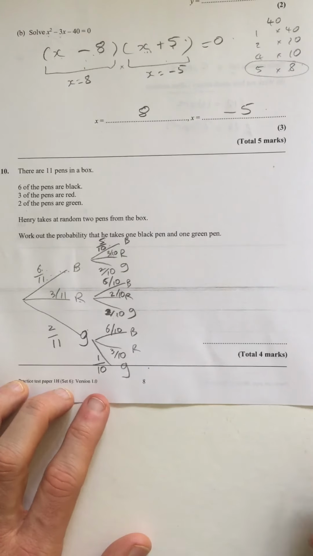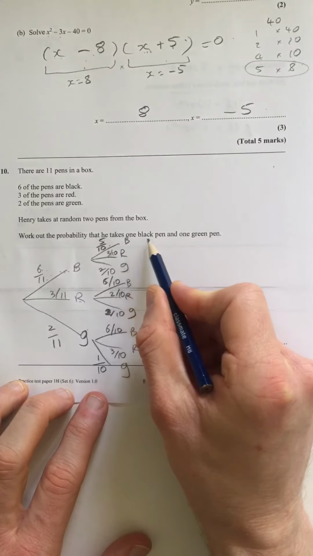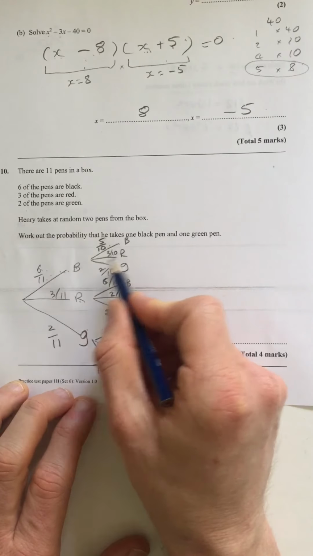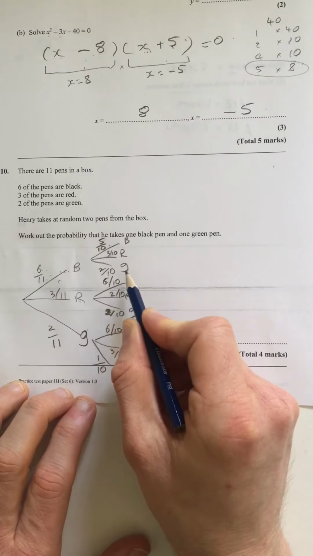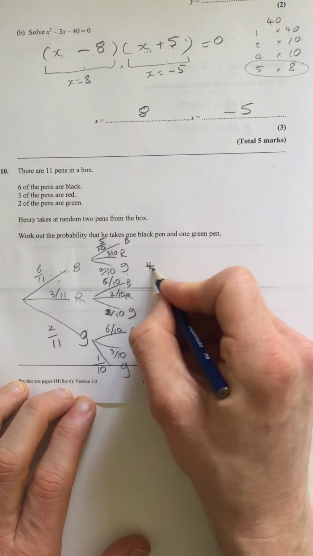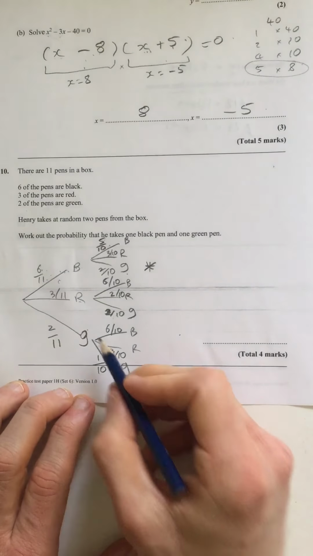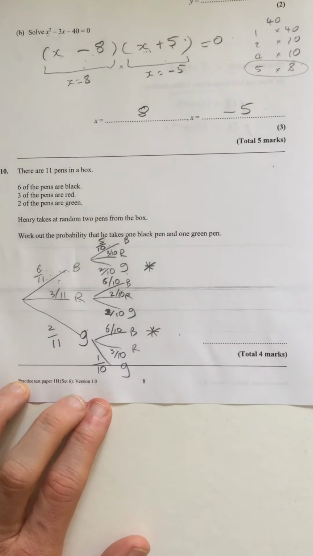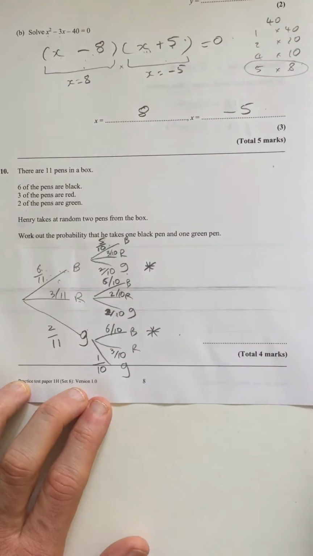Anyway, having done all of that, we want the probability he takes 1 black pen and 1 green pen. So that could be black the first time and green the second time. So it could be this one here. Or it could be green the first time and black the second time. So it could be either of these.